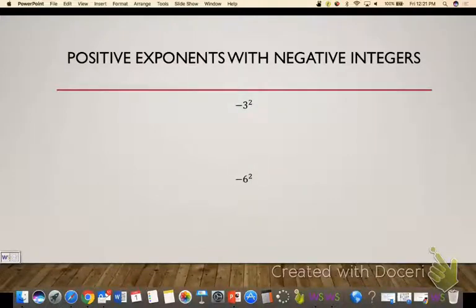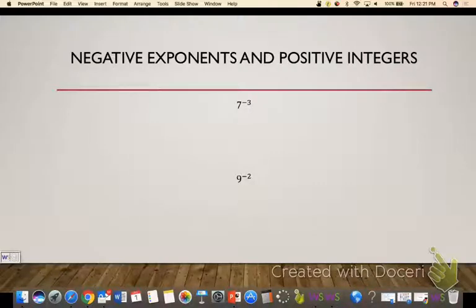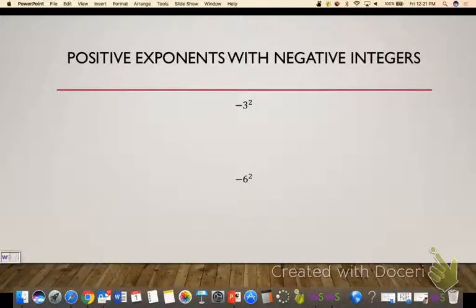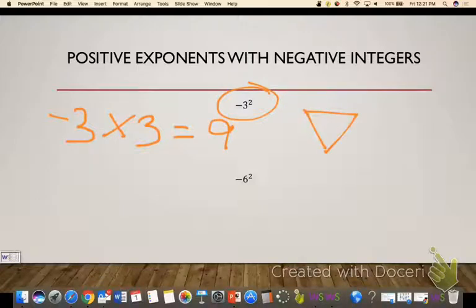Next one, negative 3 to the second power. Since this one is not in parentheses, put the negative off to the side, and we do 3 times 3, which equals 9. Do the Mr. Multiplication over here. Negative, negative, positive. We have one negative and one positive, so we cross out those two, and it leaves us with negative. So negative 9 is the answer.